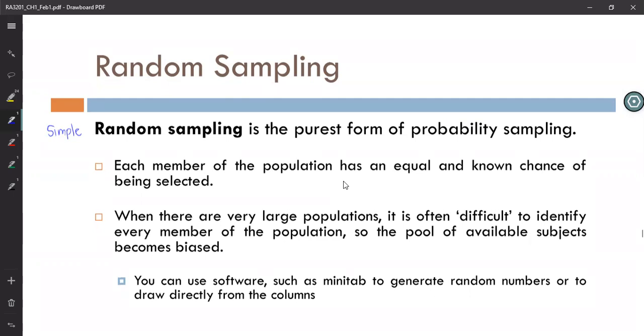So that is random. You don't go for any method, any order or anything, just pick 10. And if you open those chits, the names contained in those chits will be the 10 students that you are going to select.